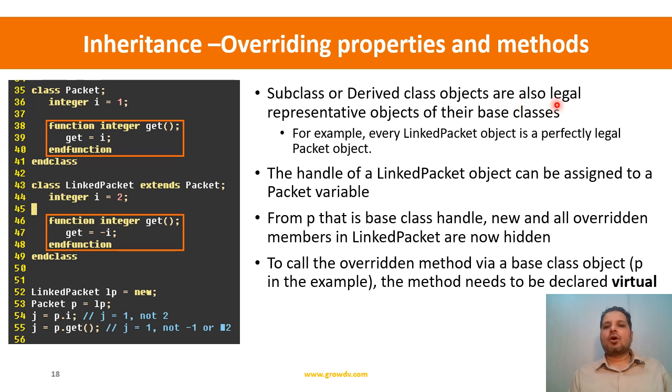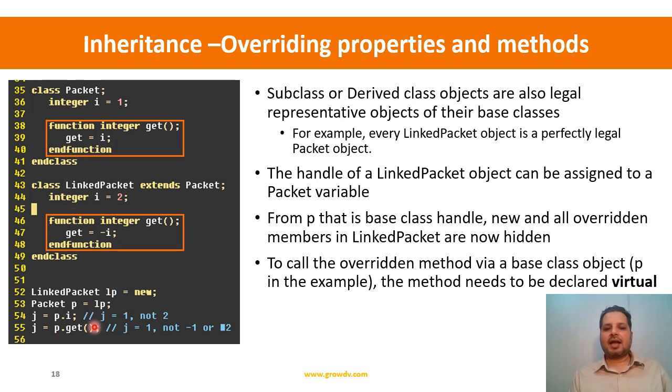What we want to say is also a legal representative object of their base class. A subclass or a derived class object is also a legal representative object of its base class. Okay, so what that means is that if I have an object of the type linked packet type, which is a derived class type of an object, it is also a legal representative of its base class object, that is a packet. Okay, so now if it is a legal representative, then what it means is that I should be able to access the base class properties through the derived class object, right? That is possible, right? Because I am saying it is a legal representative for that.